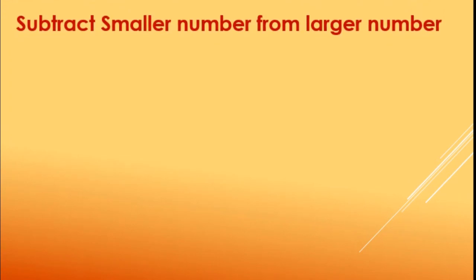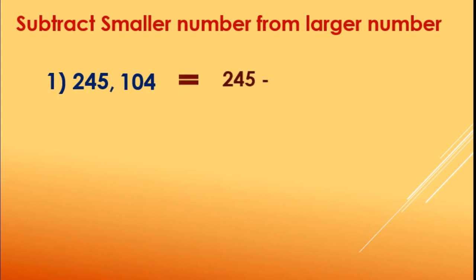Here, subtract the smaller number from the larger number. Means, dear students, here two numbers are given, 245 and 104. First, you have to decide which is the larger number and which is the smaller number. Yes, you are right. 245 is the larger number and 104 is smaller. So we will write like this: 245 minus 104. What is the answer? 141. Correct? You know how to do it now. Isn't it?